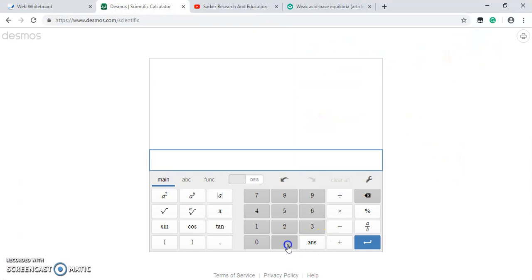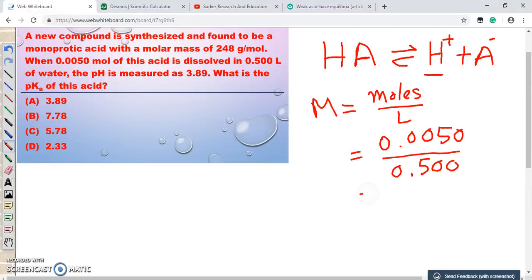Let us just find out how much that is. 0.0050 divided by 0.500 is 0.01. This can also be written as 10 to the power minus 2. So this is the concentration of the monoprotic acid.